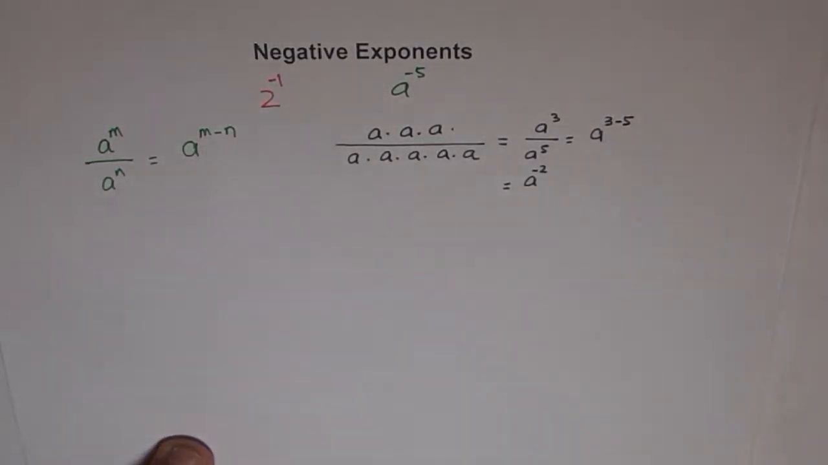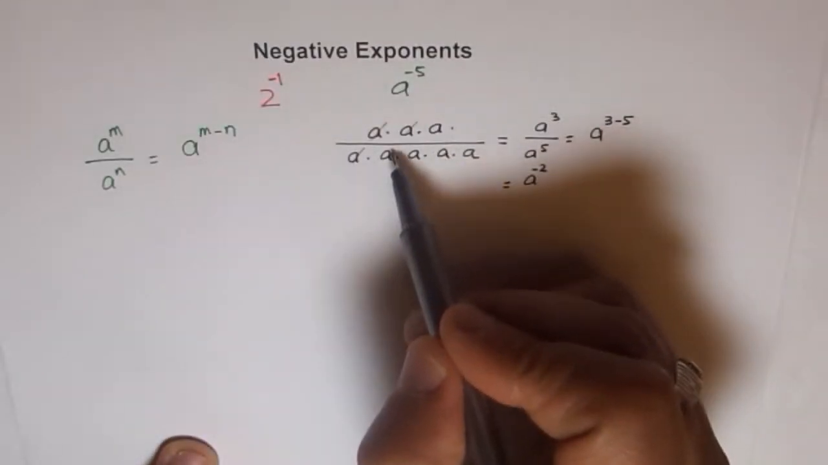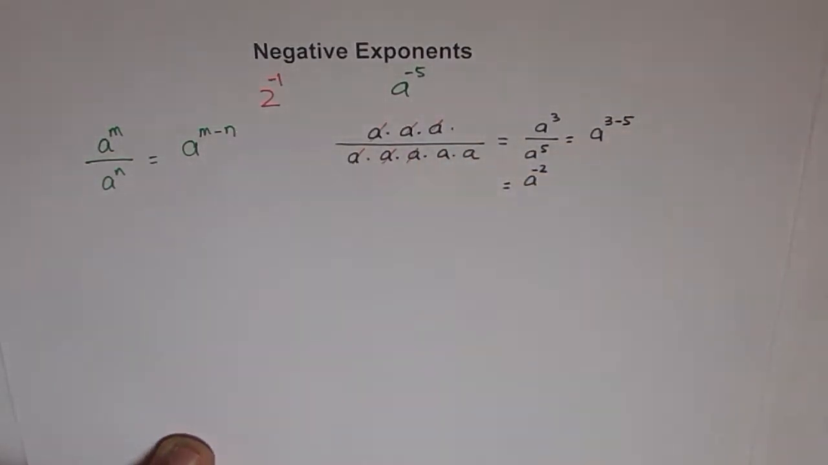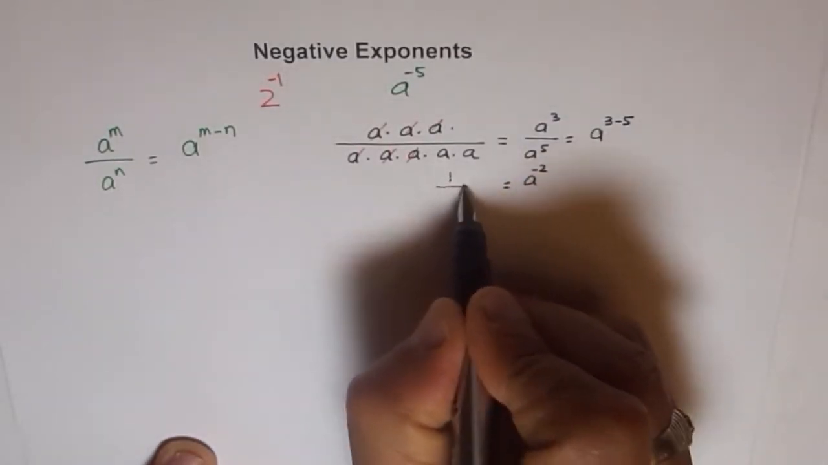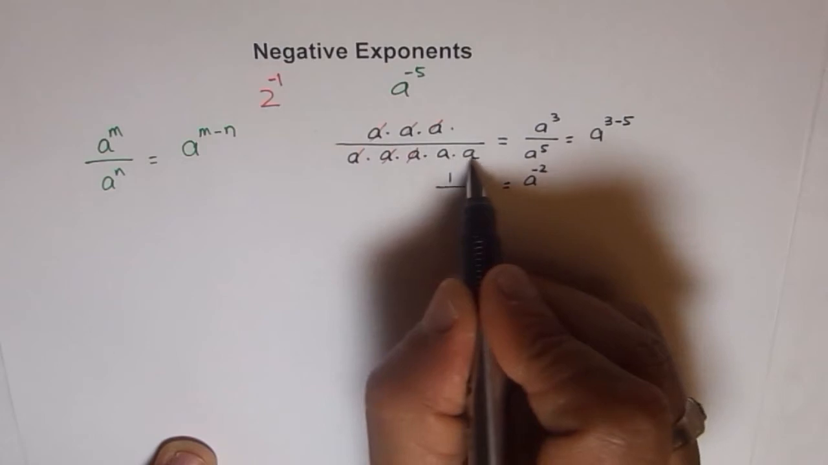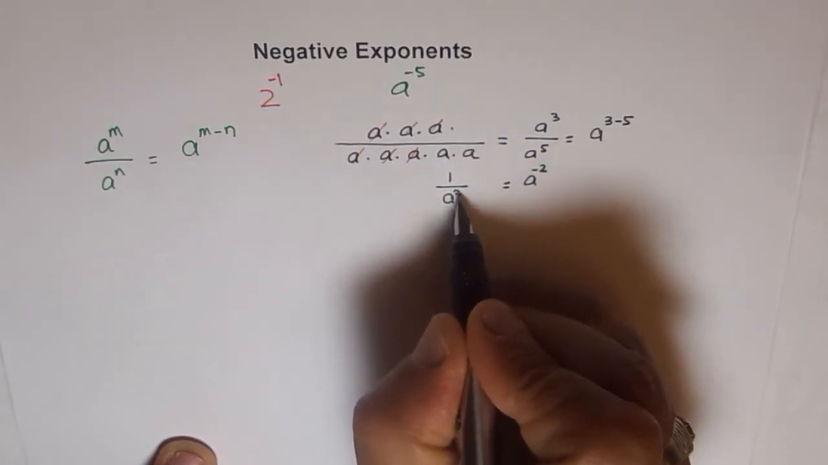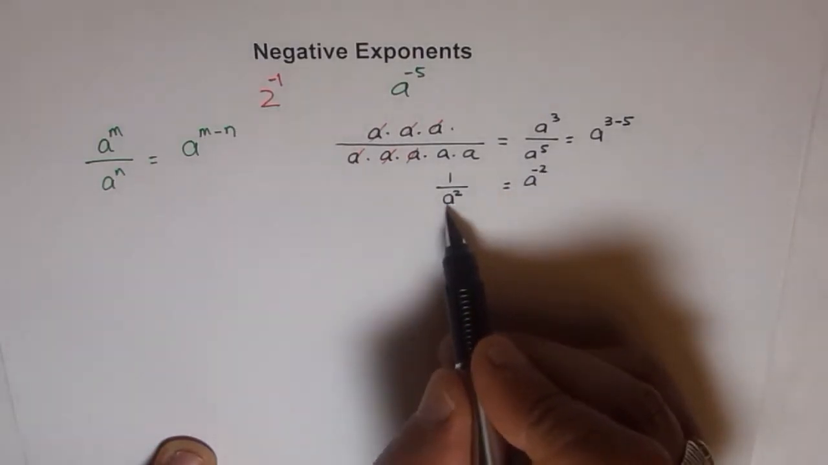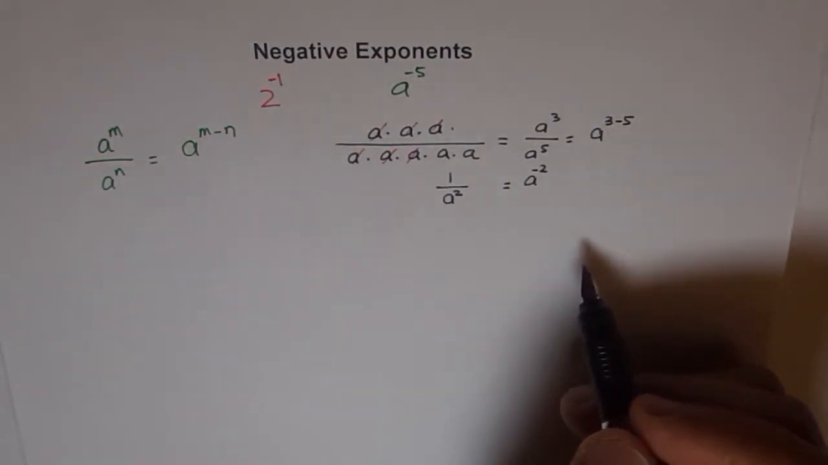Now on this side, let's try to simplify our expression. The first a gets cancelled, second a, third a. What are you left with? 1 over 2 a's. So a times a is a square. So we are left with 1 over a square. When the same base appears two times, it can be written as a square. So basically a to the power of minus 2 is equal to 1 over a square. Okay. Let's try with numbers.